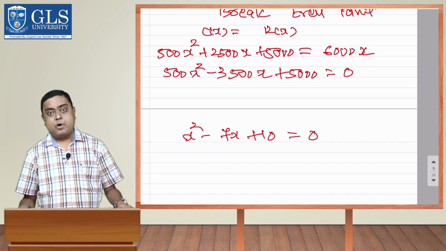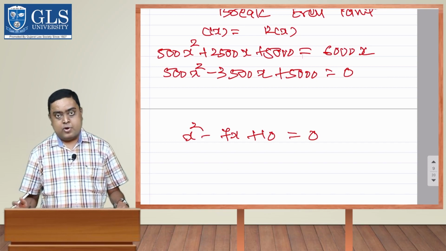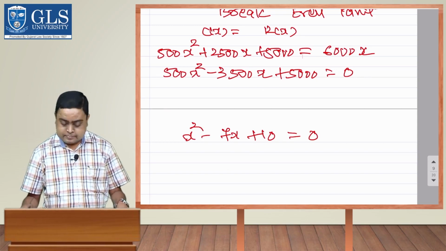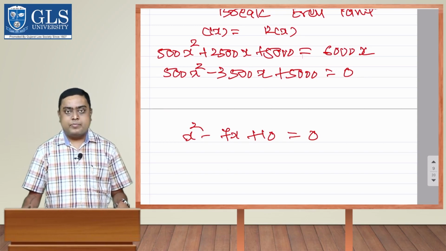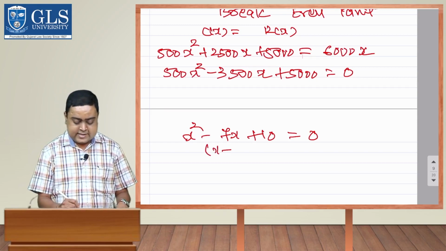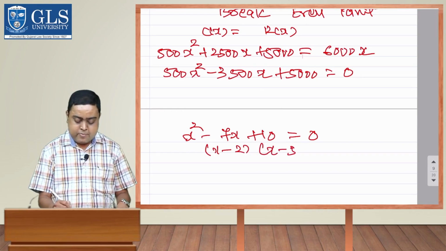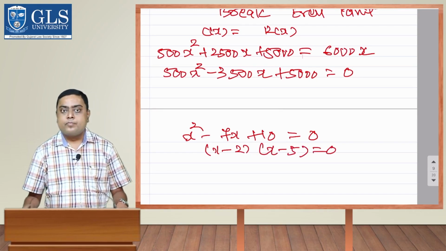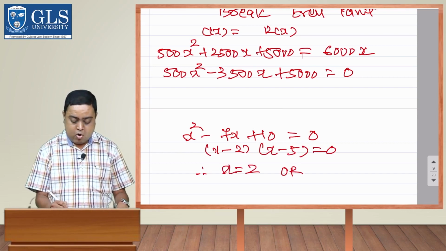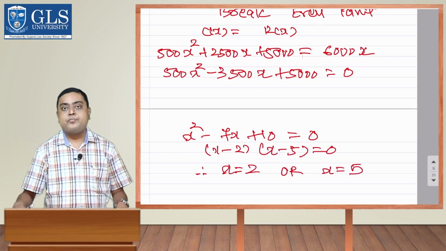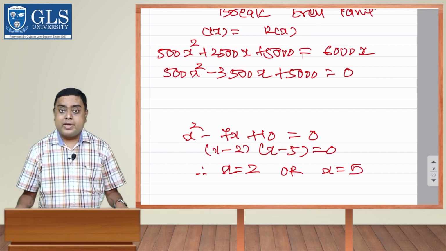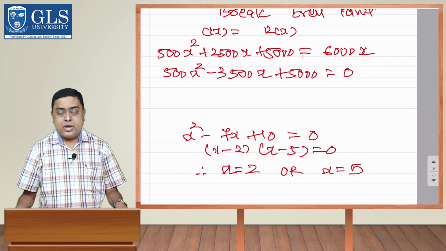Now friends, this is a problem of factorization, and you know how to find the factors of this quadratic equation. So if we find the factors of this given equation x square minus 7x plus 10, I find two factors as x minus 2, x minus 5. So I get two solutions, x is equal to 2 or x is equal to 5. So friends, in this problem, we have two break-even points, x is equal to 2 and x is equal to 5.